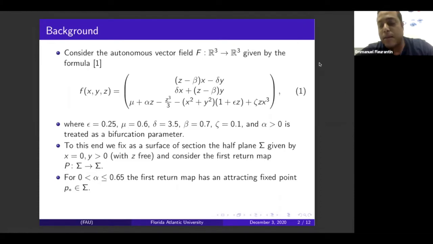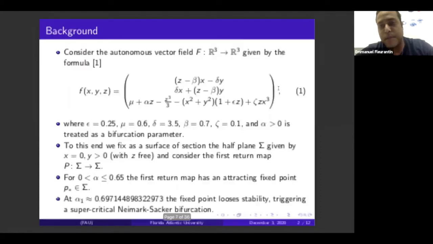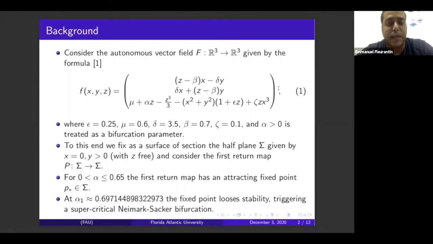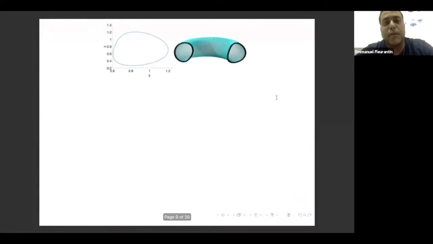Continuing the bifurcation, changing alpha again, we notice that we have a Neymark-Sacker bifurcation at approximately this number, where the fixed point loses stability. So it is a supercritical Neymark-Sacker bifurcation. In the first picture, this is for alpha equal to 0.75. We have an attracting limit cycle that you see here.